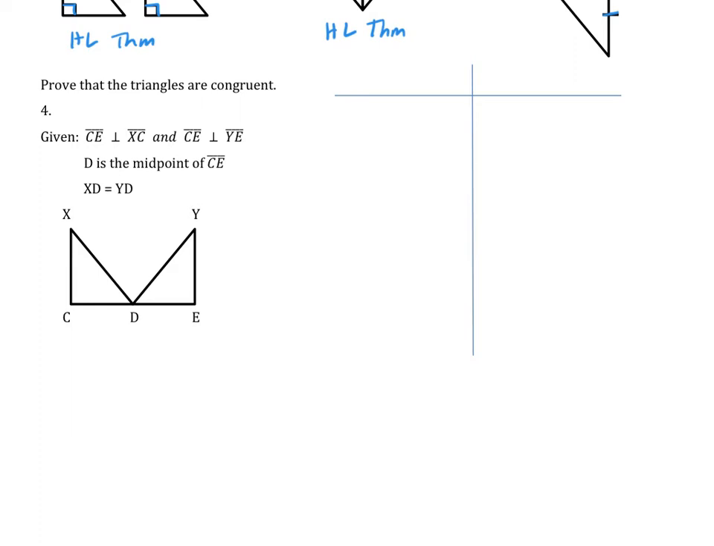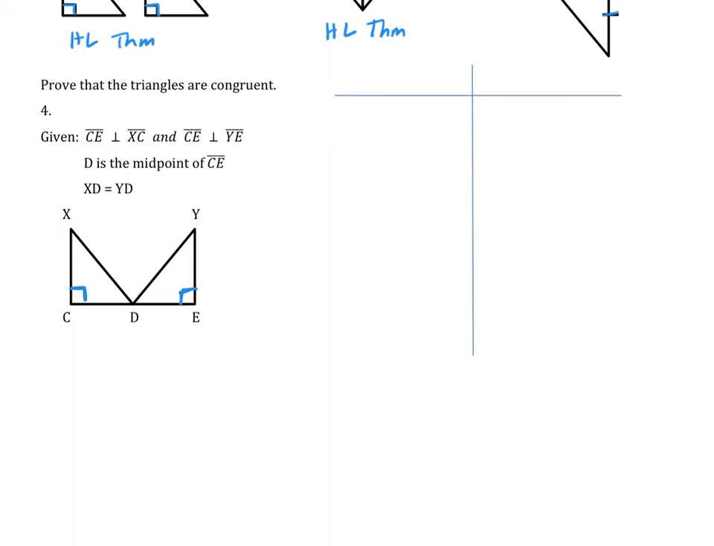CE is perpendicular to XC. I can't really mark that on the figure, but I can infer something from that, which is that we have a right angle here. And CE is perpendicular to YE. Again, can't really mark that, but I can infer a right angle. So in blue is stuff that I have inferred, which means it's stuff that I need to give a reason for in my proof.